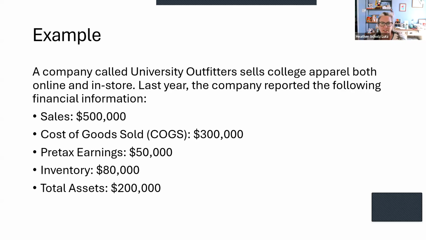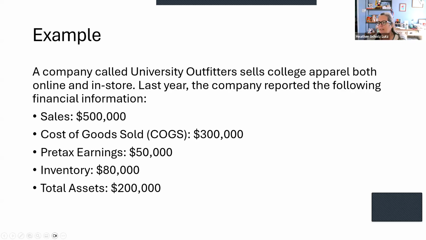A company called University Outfitters sells college apparel both online and in store. Last year, the company reported the following. They had sales of $500,000. Their cost of goods sold was $300,000. Their pre-tax earnings were $50,000. And then on the other side, on the balance sheet, the inventory is $80,000, and total assets are $200,000. So that's the information that we're going to use.